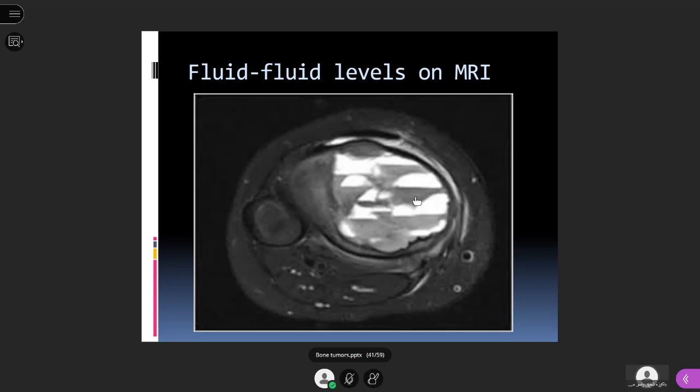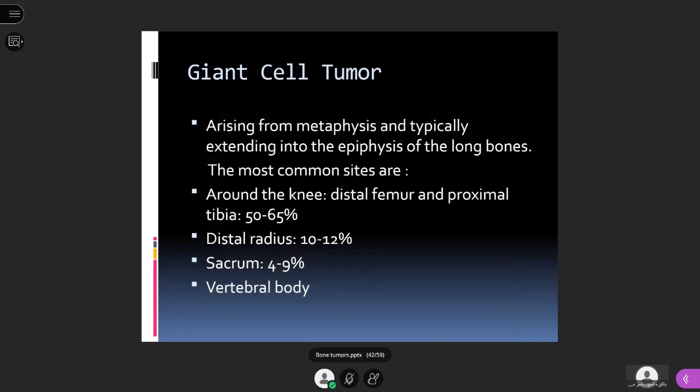Now if you see fluid levels, the diagnosis of aneurysmal bone cyst is confirmed, right? If you don't see the fluid levels, then that means you're not dealing with aneurysmal bone cyst, rather you are dealing with simple bone cyst. Okay, so this is how you can differentiate the two.